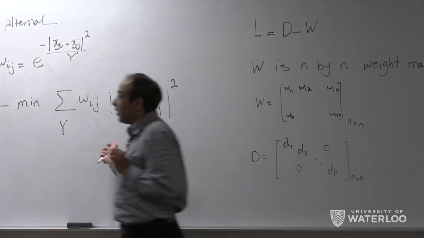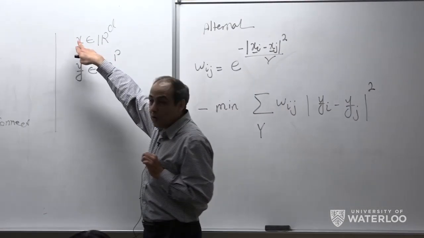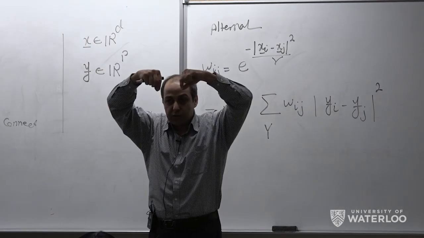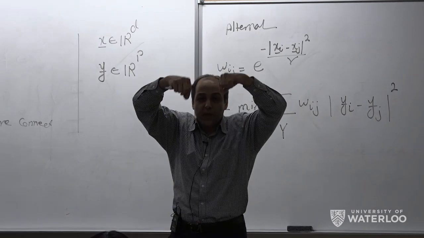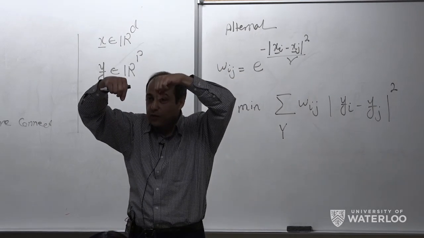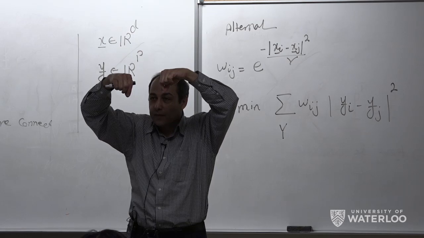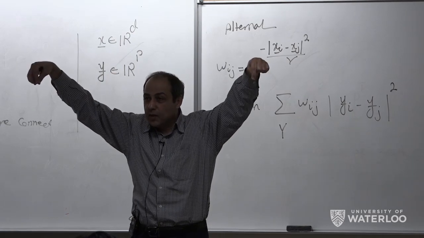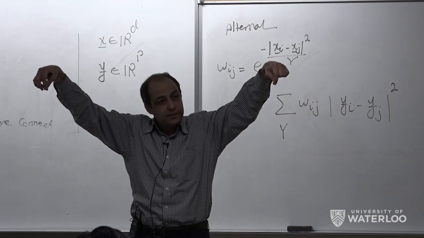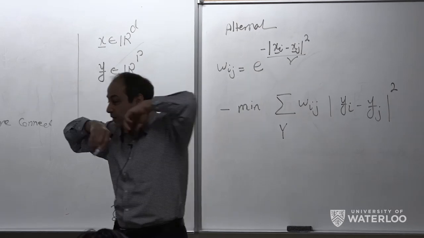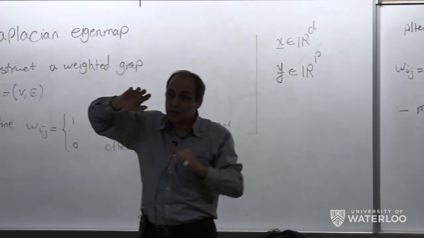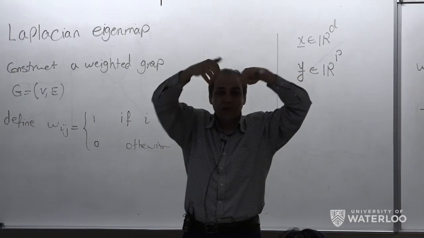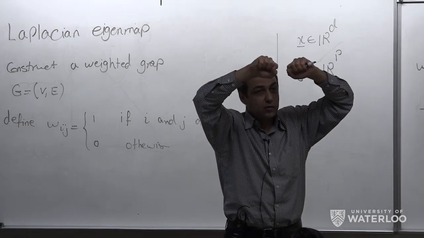So basically, this objective function tells me if 2 points in high dimensional space are close to each other, they should appear in low dimensional space close to each other. If 2 points are far apart, I don't care. That's exactly what, not exactly, but that's what we wanted to do when we try to unfold this Swiss roll.